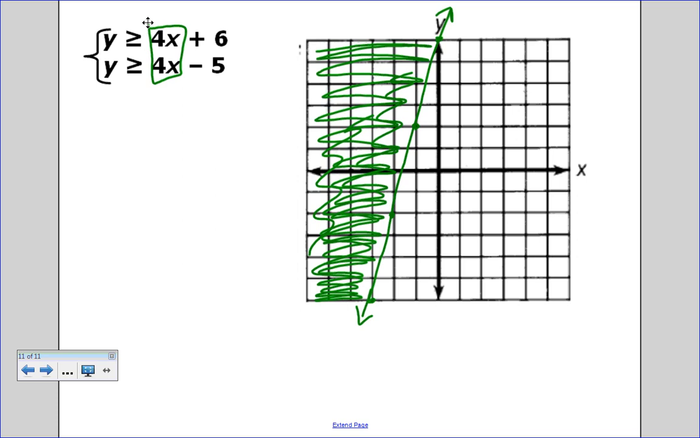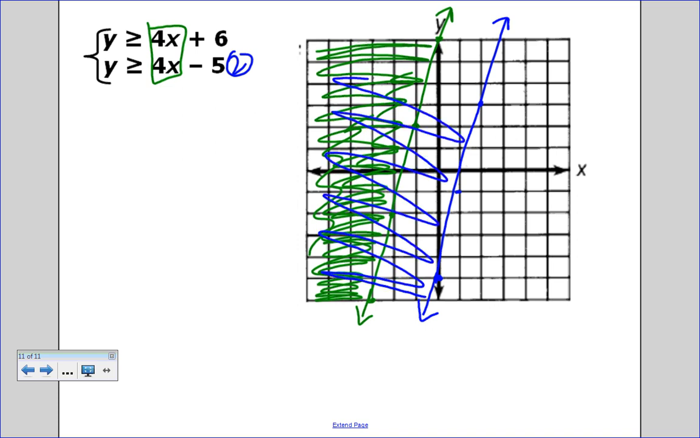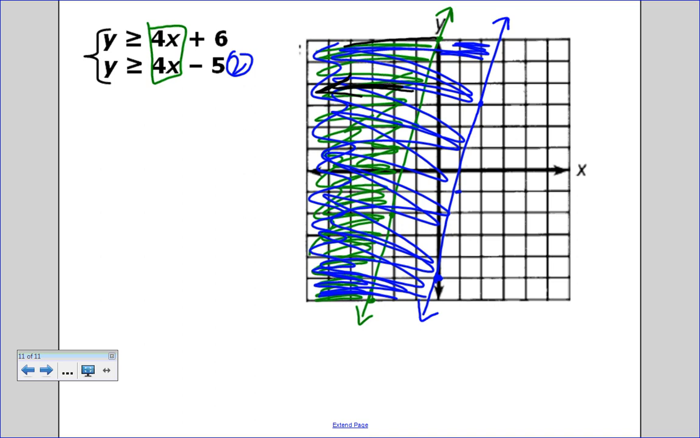Then I have my second line here in blue. Same slope. And I'm also talking about a solid line, and I'm talking about everything that is greater than. So now I see something very interesting. I see that it's only overlapping on this side of this line. So from the green line over.